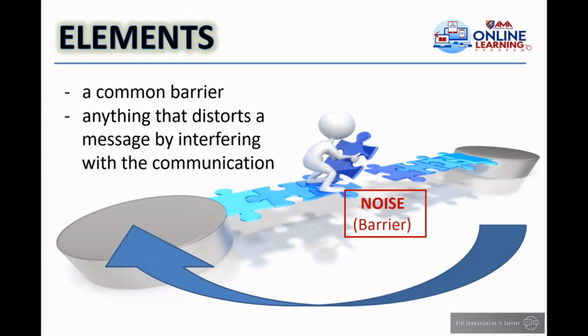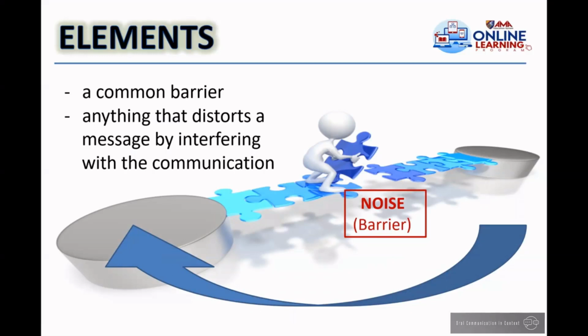Example, if the sender used a language that the receiver is not familiar with, there will be a language barrier. They cannot understand each other. For the physical barriers, this is about the distance of the sender to the receiver. If the distance is very far, they cannot understand each other also. The communication process will become ineffective and unsuccessful.